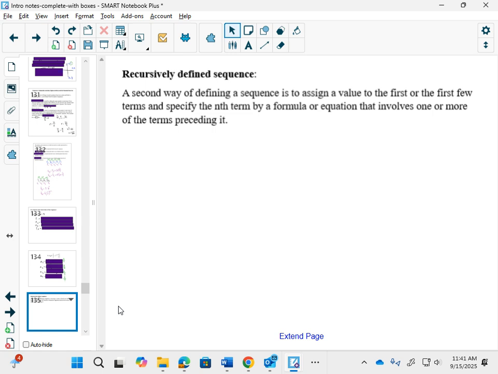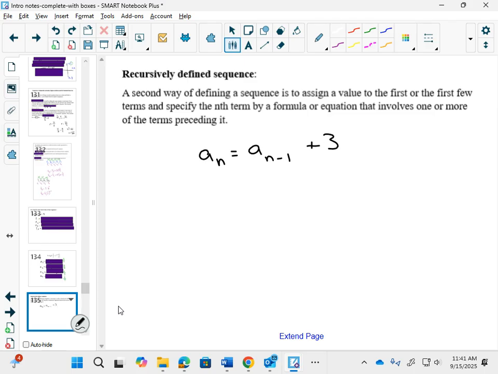A sequence that is recursively defined. If you can describe the pattern that's happening from one to the next, that's a recursive formula. If you can find the formula that just finds any term you want, that's an explicit formula. So a recursive formula for an arithmetic sequence would just be like this. If you're adding 3, I say that any term is the previous term plus 3.